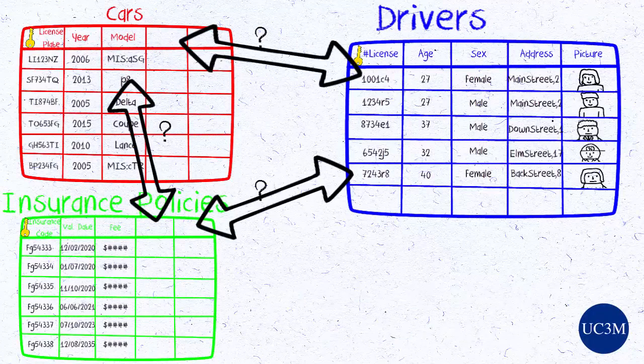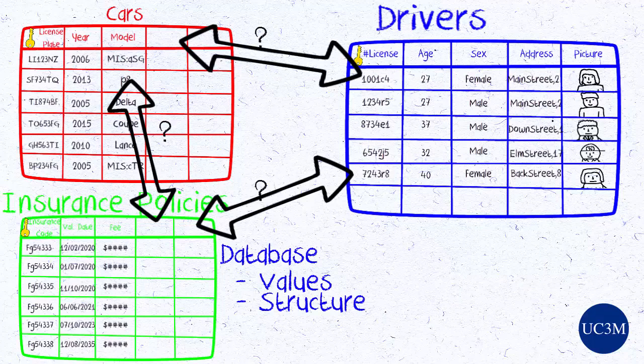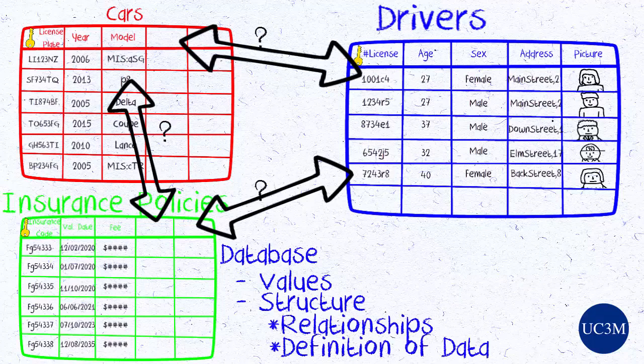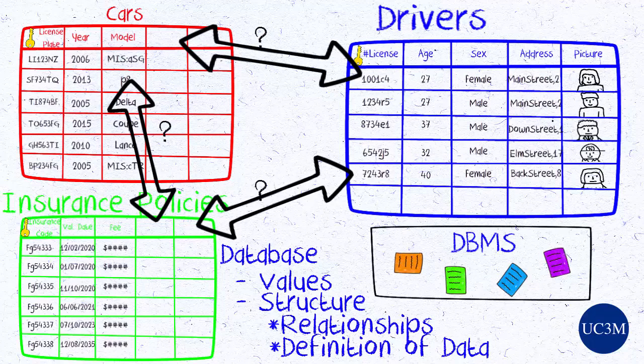The database must store not just the values, but also the structure, the relationships, and the definition of the meaning of the data. Analogously, the database management system must be able to manage not just the contents, but also the structure, internal relationships, and descriptions of the data.